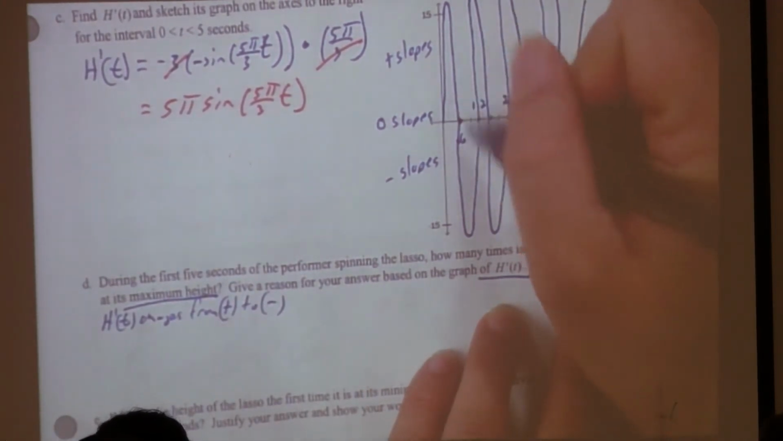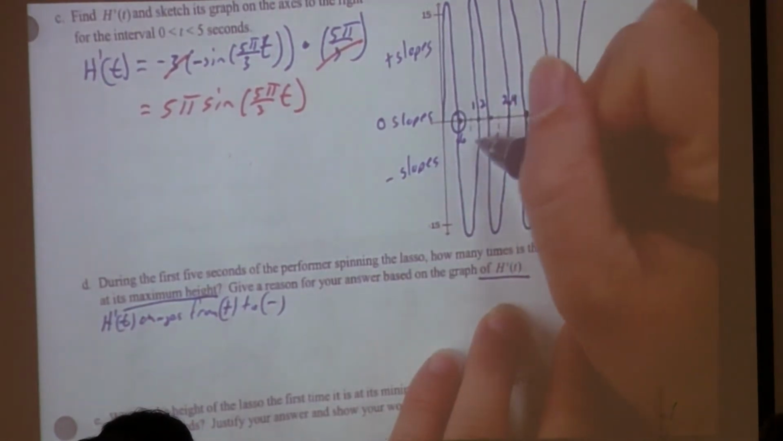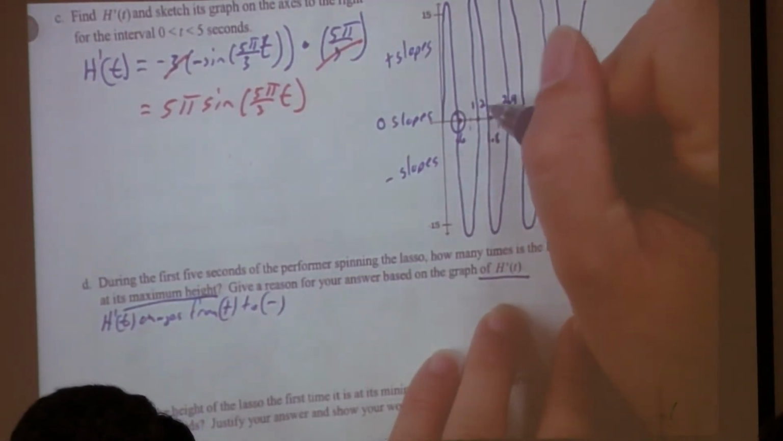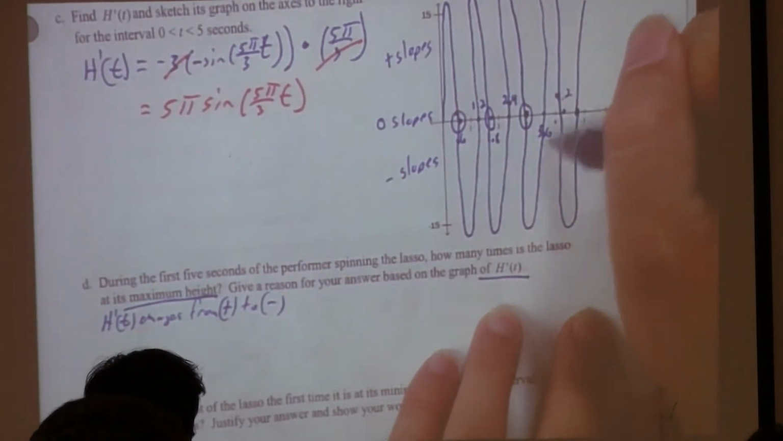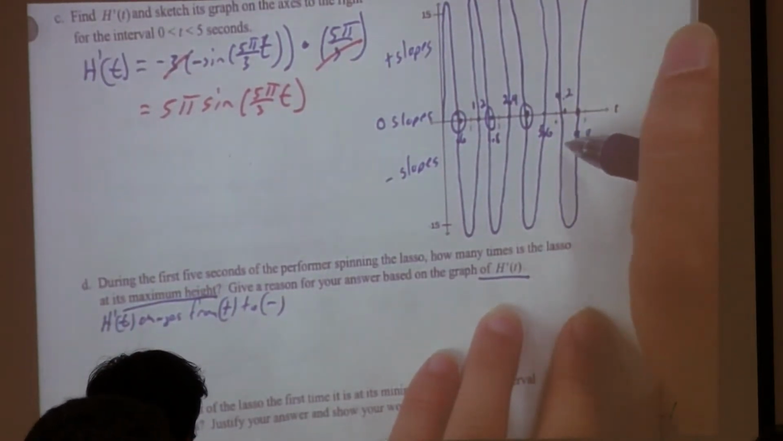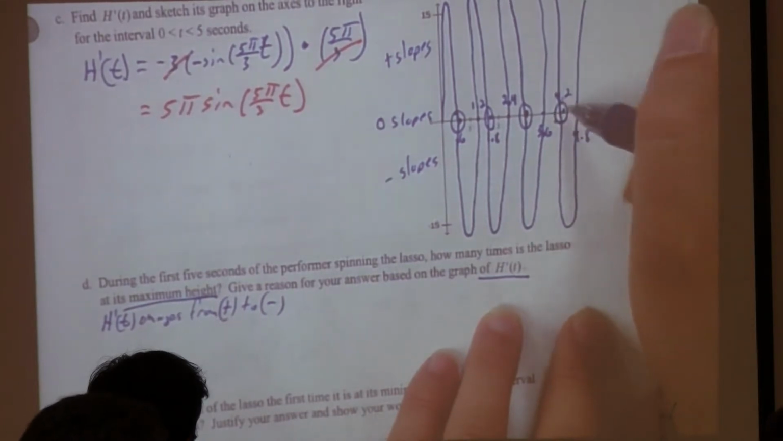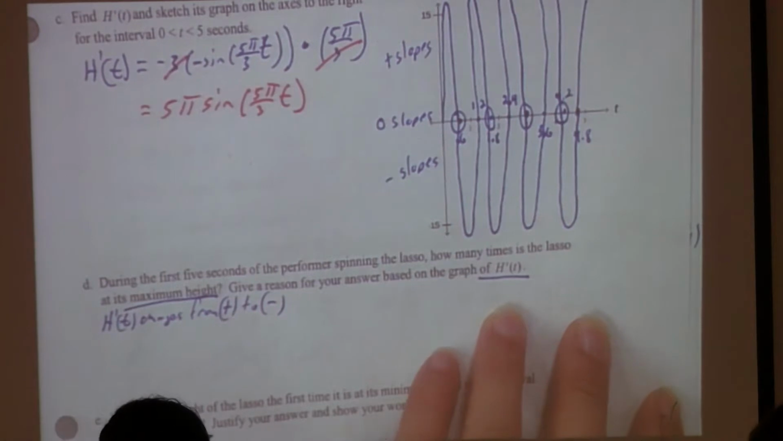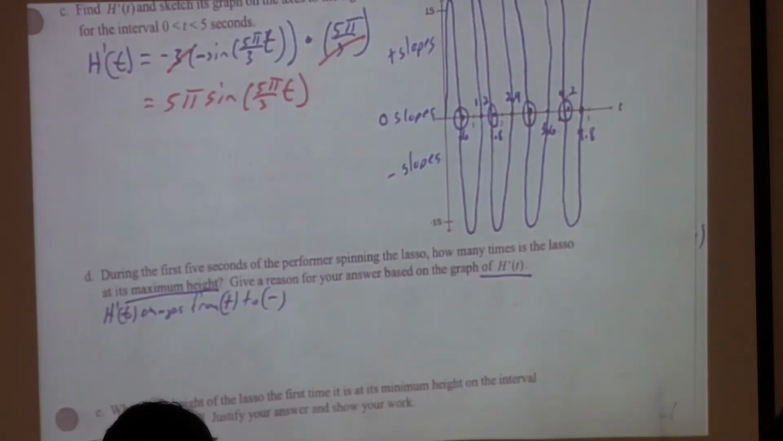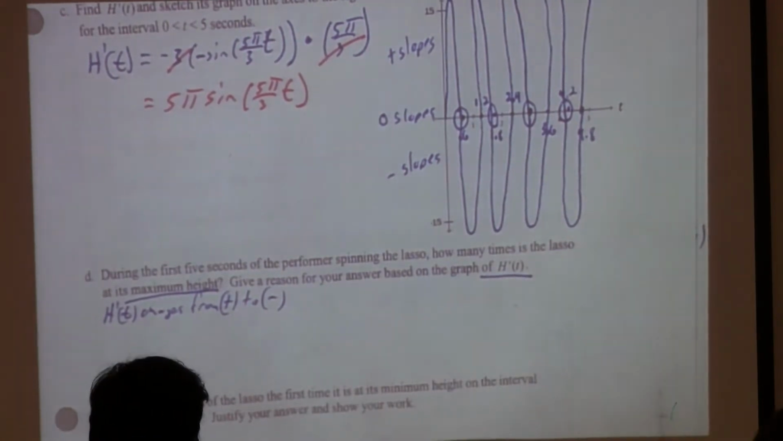So above to below, that's one, right? Below to above, above to below, below to above, above to below, below to above, above to below. Right? Below to above. So how many times did it happen? 4. So there should be how many maximums? 4. Are they all the same? No. They should be, right? Because that lasso was, according to the original function, always going to that same height.